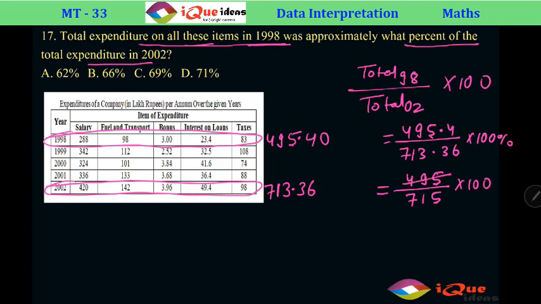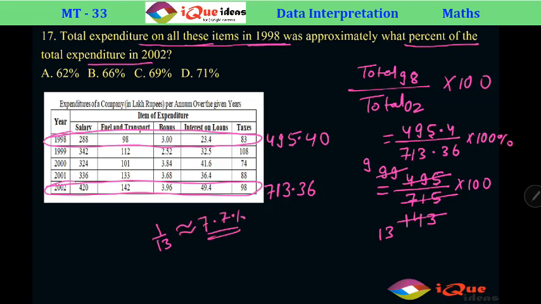If you divide by 5, 495 becomes 495 divided by 5, it would become 99, and 715 divided by 5... No, one second. We have to divide by 5. So 715 divided by 5, it is 1, then 4, and then 3. 143. Now 11 cancels 99 9 times and 11 cancels 143 13 times. Perfect. So it is 9 by 13 into 100, and we know that 1 by 13 is approximately equal to 7.7%.